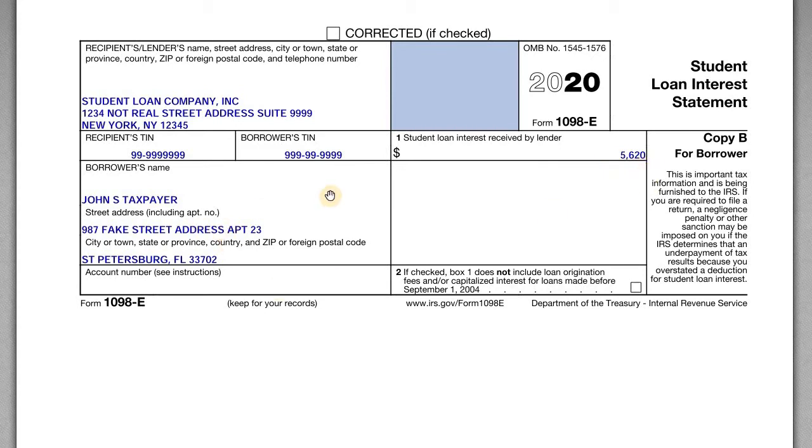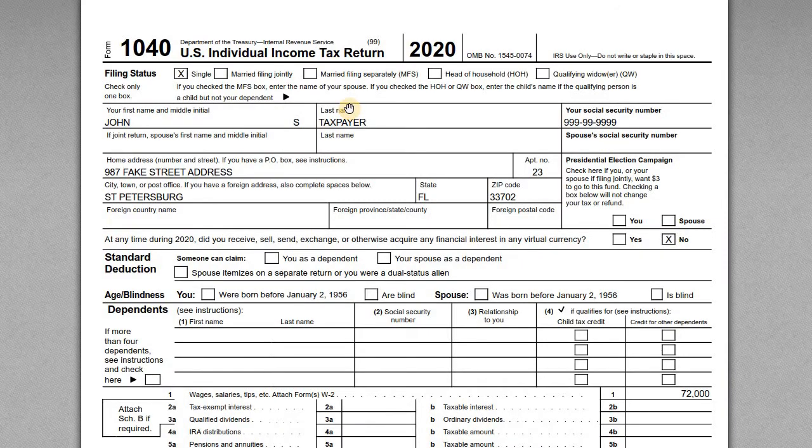So John gets this in the mail, or he downloads it. What does he do on his tax return? We look at his sample tax return here. This is for John S. Taxpayer. He's a single filer, so non-married, filing his 1040 for the 2020 tax year. Remember, the interest he paid was about $5,600. Under the current tax rules, you're only allowed to deduct up to $2,500 of interest. So it's not much, right? A lot of people are paying significantly more interest than that. You can't deduct anything over $2,500, and there are phase outs if you make over a certain amount.